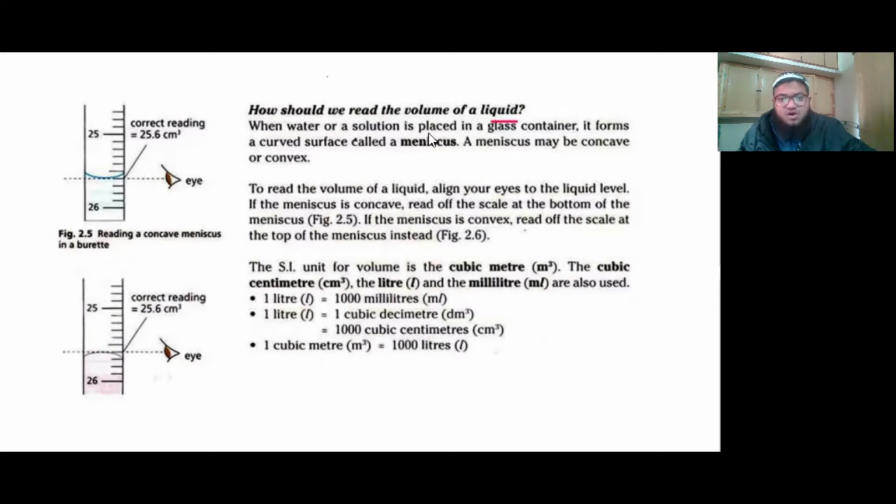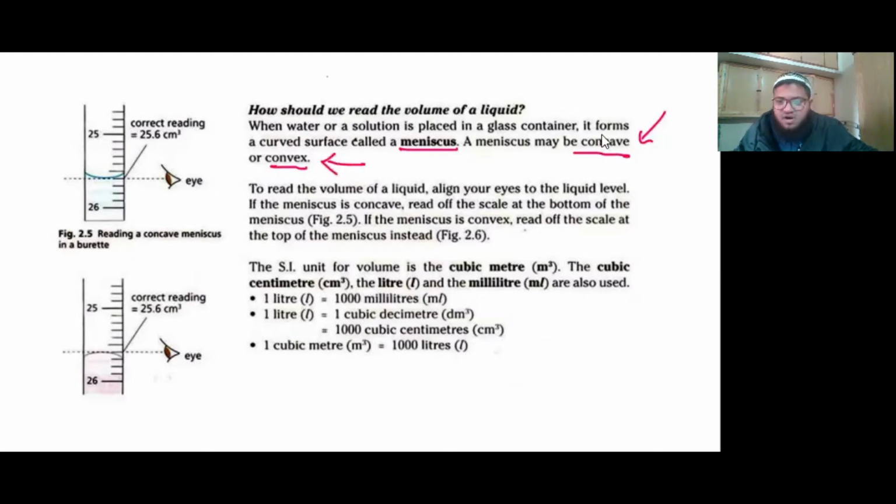When water or a solution is placed in a glass container, it forms a curved surface called a meniscus. You should remember this definition, but I have never seen it being asked in past papers, so for your own benefit, just remember it. A meniscus is the curvature that a liquid forms. It can either be a lower meniscus or an upper meniscus. I'll explain what lower and upper mean in just a bit. It may be concave or convex. What does concave mean and what does convex mean?